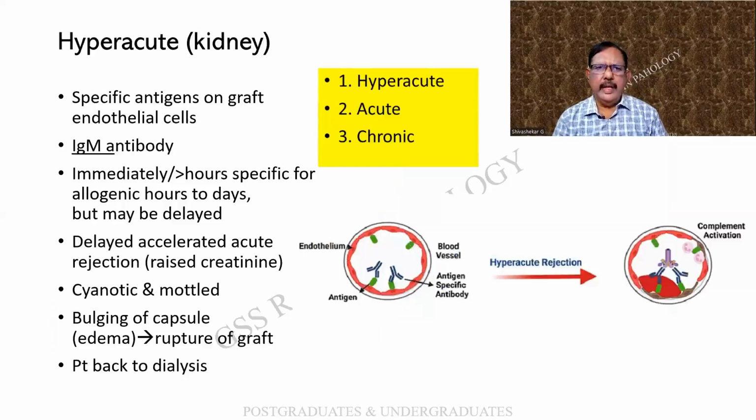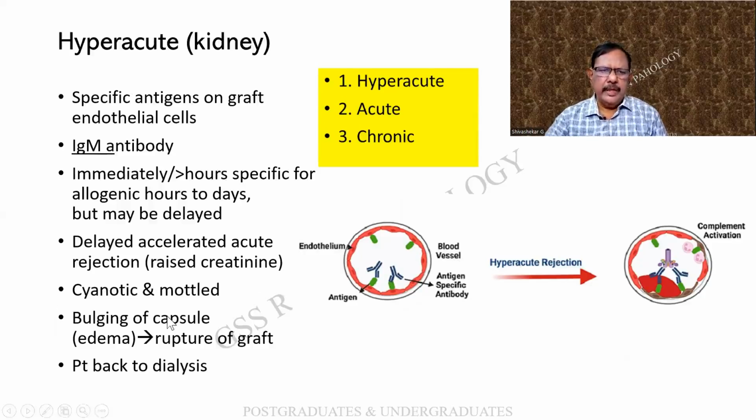I told you that there are 3 types. We shall see them. One is hyperacute, and the kidney has been taken as a prototype, though this fits for other organs as well. It is for specific antigens on the graft endothelial cells. And mainly it is mediated by means of this, or started by means of this IgM antibody. It is called hyperacute because it starts immediately or within hours. However, there can be some amount of delay also. So keep this in mind. There is an accelerated acute rejection, and there will be a raised creatinine in the case of the kidney.